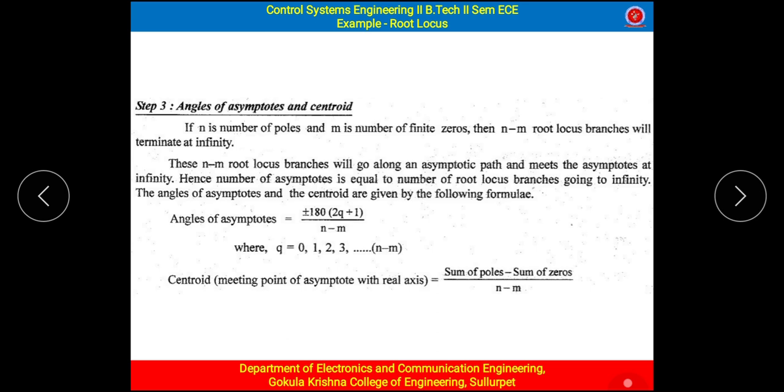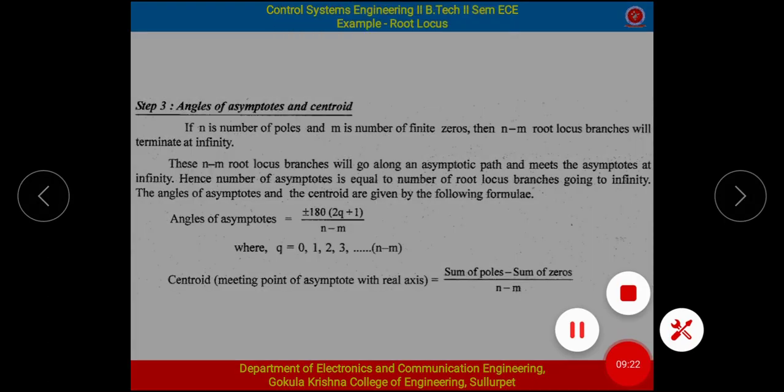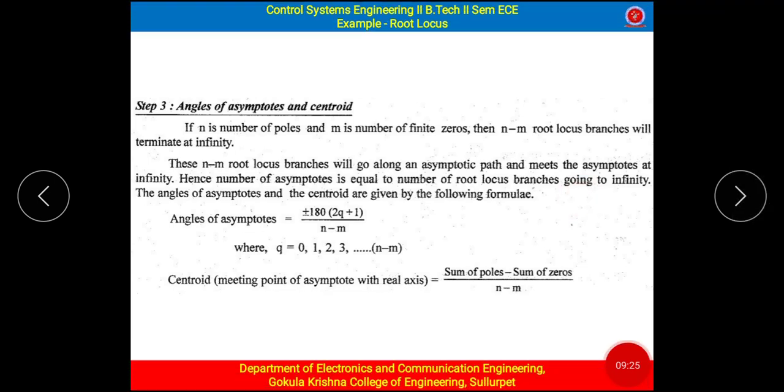And before that, we have the centroid. So what is the centroid? It is the meeting point of the asymptotes with the real axis. The root locus branch will change its direction at this asymptote. We will see how in these 2 examples. And the formula to calculate the centroid is the sum of poles minus the sum of zeros, divided by n minus m.